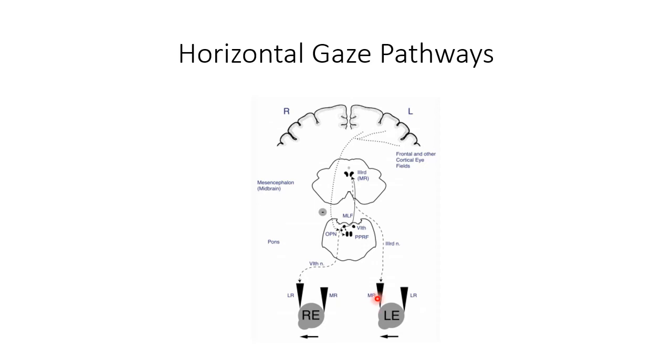Also, this is a coordinated effort of the sixth nerve, MLF, PPRF, and the third nerve, which allows both eyes to move at equal times to the right. And these eye movements that move equally to the right are referred to as conjugate eye movements. So they conjugately move to the right or to the left when the opposite side is activated.